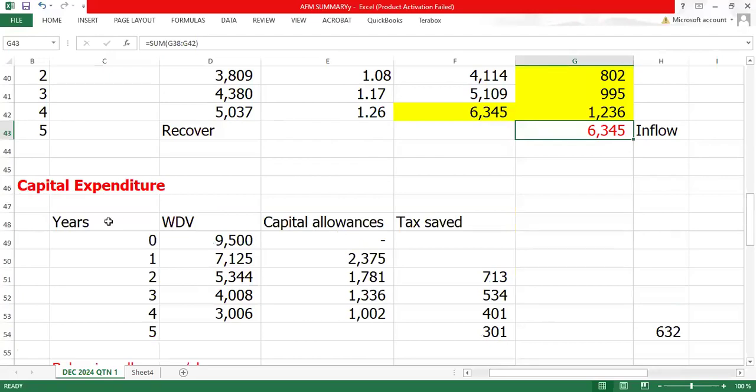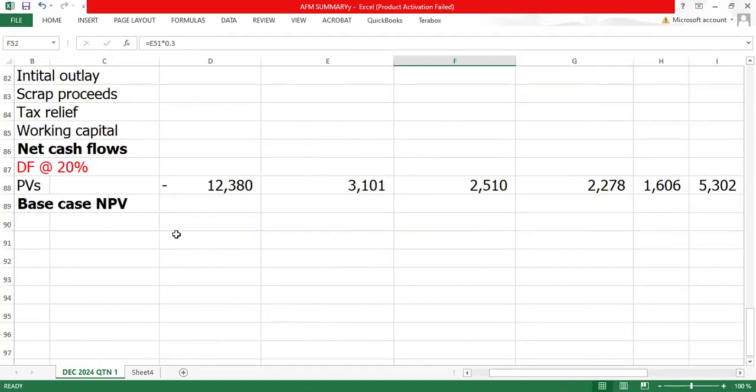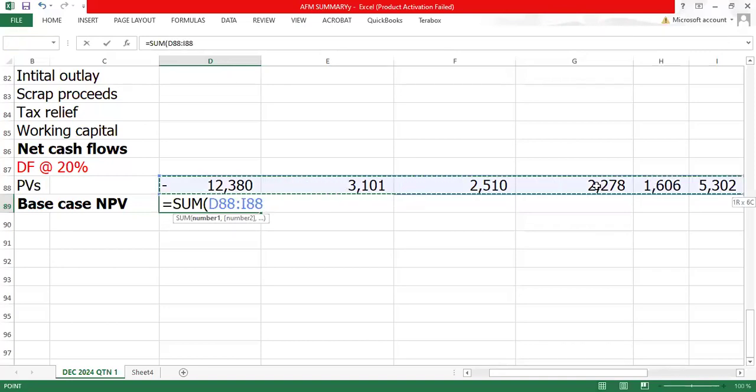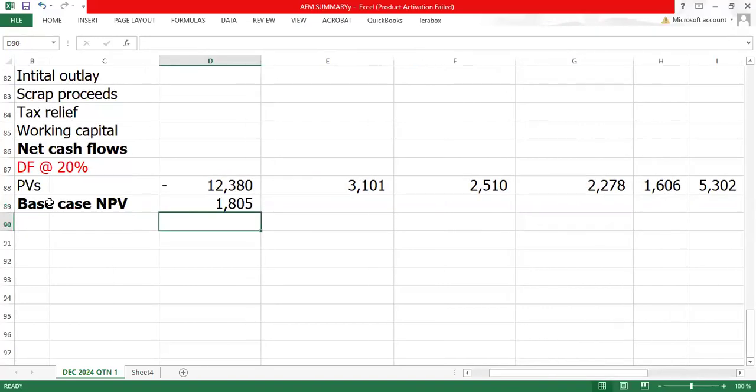Then also under tax relief, students make mistakes. When you're putting tax relief, you put it as an inflow because this is a tax credit. So it's an inflow. You put it as a positive. You don't subtract. That's where students make a mistake. All right. So once you have your total, you simply add all these values from year 0 to year 6, and get your base case NPV.